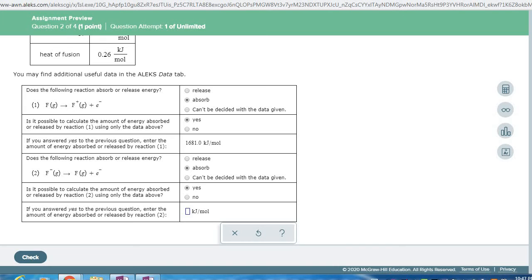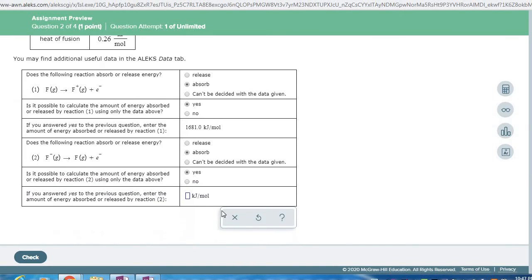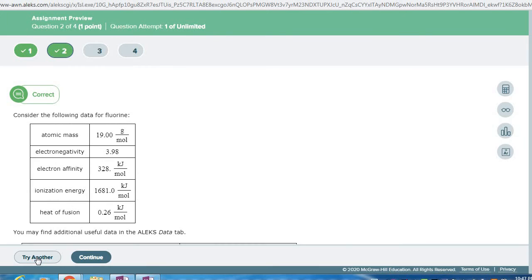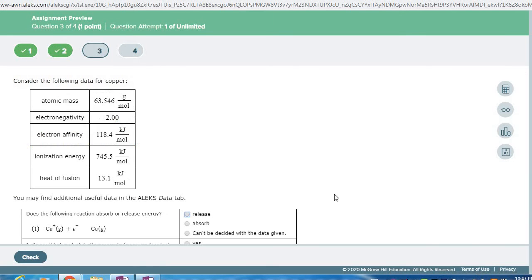Can we calculate that? Yes. That is going to be electron affinity, and that's going to be 328 point. Let's go ahead and check this, make sure that we got the answer right. Every now and then my thinking gets wrong and I've got to just make a quick adjustment. So that one's correct. Let's go on to this third problem right here.